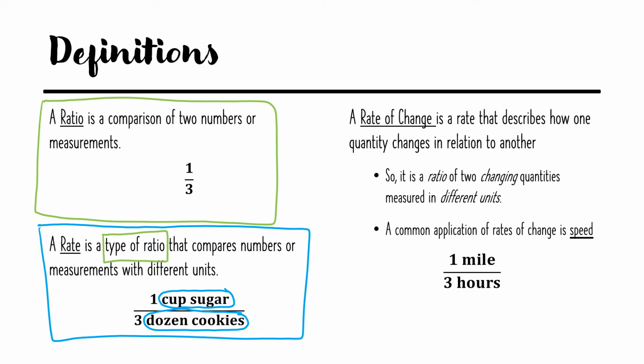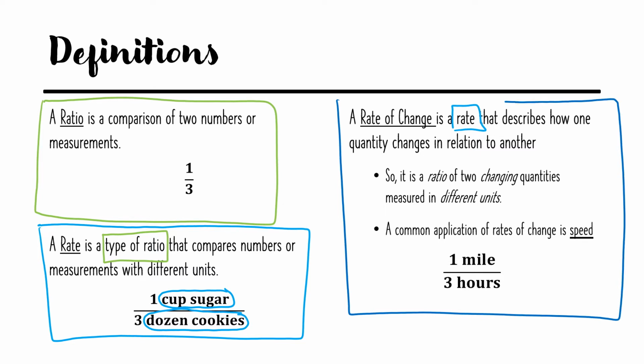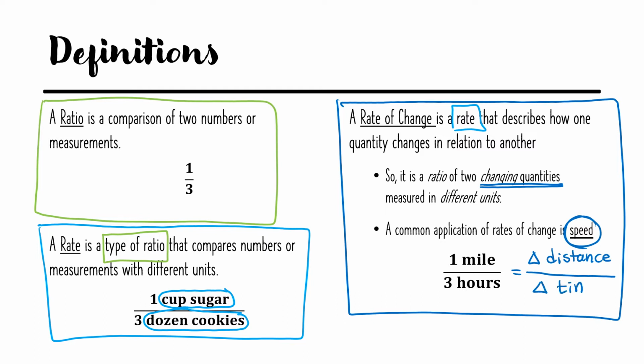And then a rate of change is a rate that describes how one quantity changes in relation to another. So it's rates, which means ratios with different units, but with changing quantities. A common application of rates of change is speed, where we have distance over time. So we're looking at the change in distance over the change in time. Distance and time are measured using different units, and they're both quantities that change.